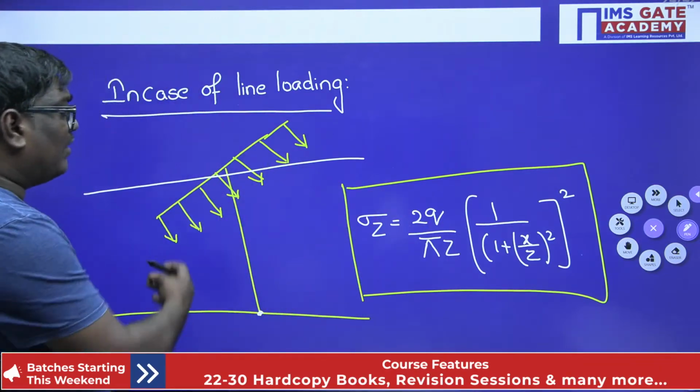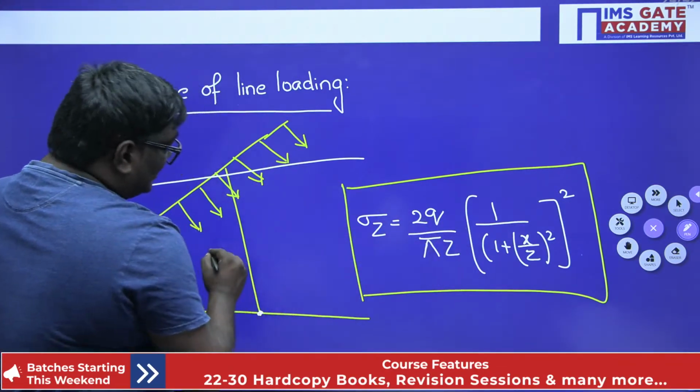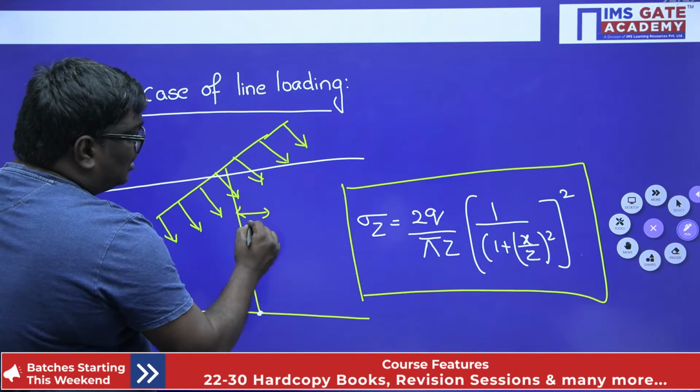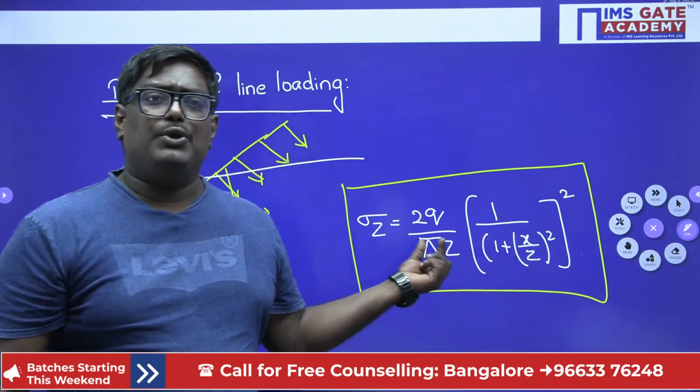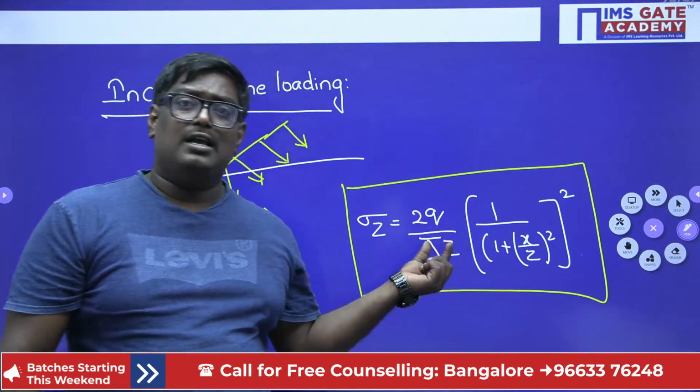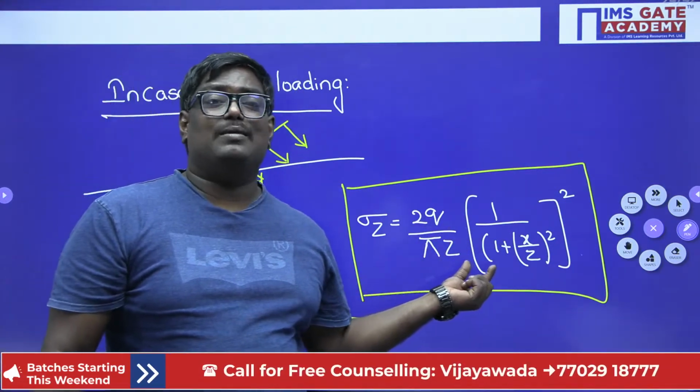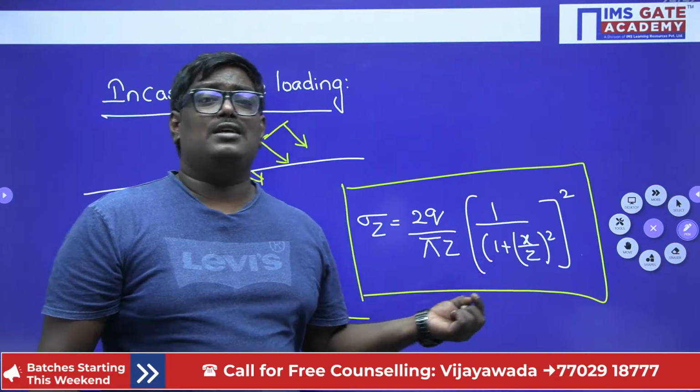So in case of line loading, sir, what does x mean? This is the x distance, that is nothing but the radial distance here. What is q here? Q is nothing but the intensity of loading. What is z? Z is nothing but the depth of the soil strata.